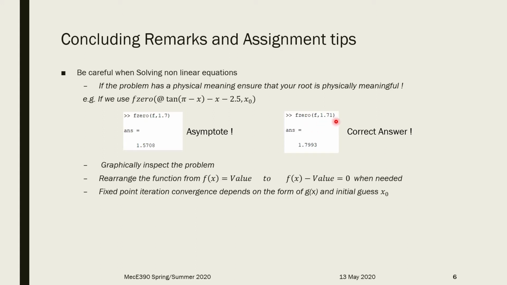If you change the initial guess a little bit, it will give you the right answer. So you have to be really careful with what you're getting. So a good way of ensuring that you're getting meaningful results is to interpret what the root means and also to graphically inspect the problem. Also, don't forget to rearrange the function from f of x equal to some value to f of x minus this value equal to 0. We need the right hand side to be equated to 0. And finally, remember that the fixed point iteration convergence depends on the form of g of x and the initial guess.